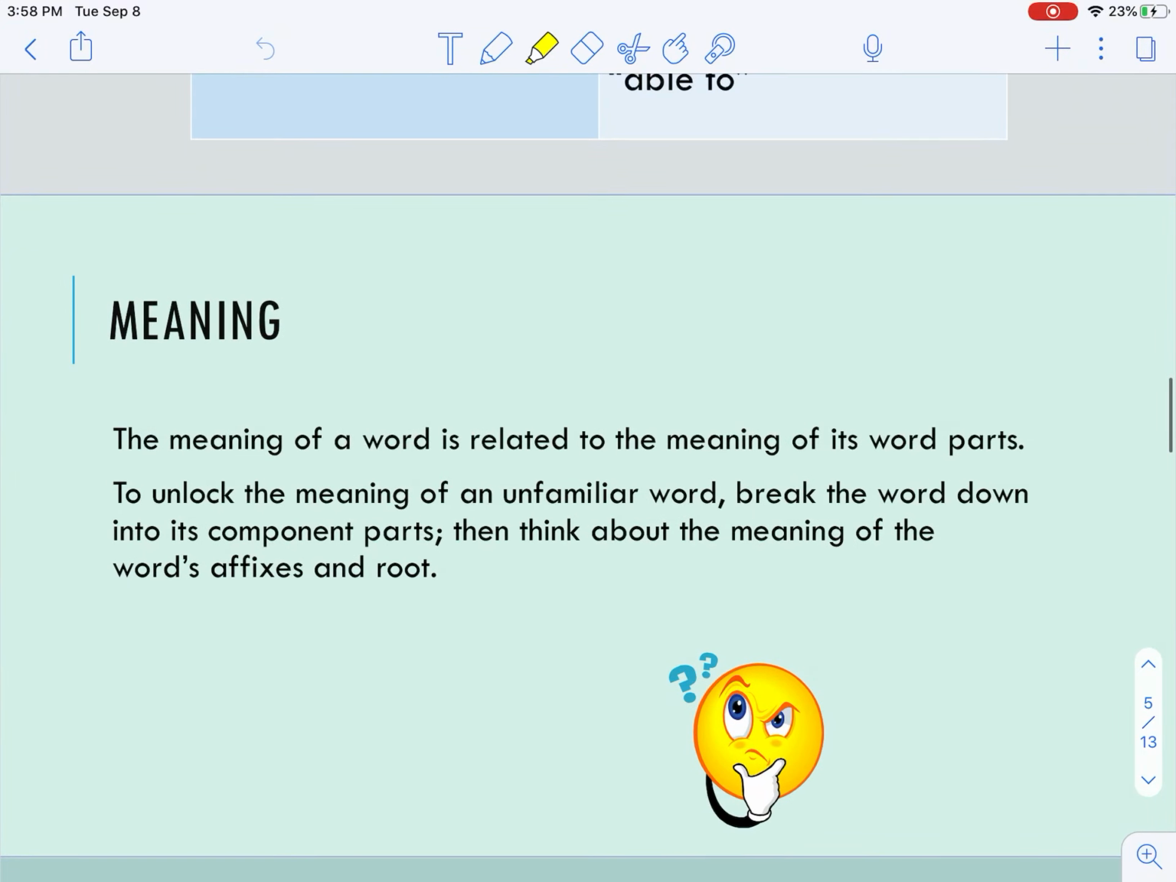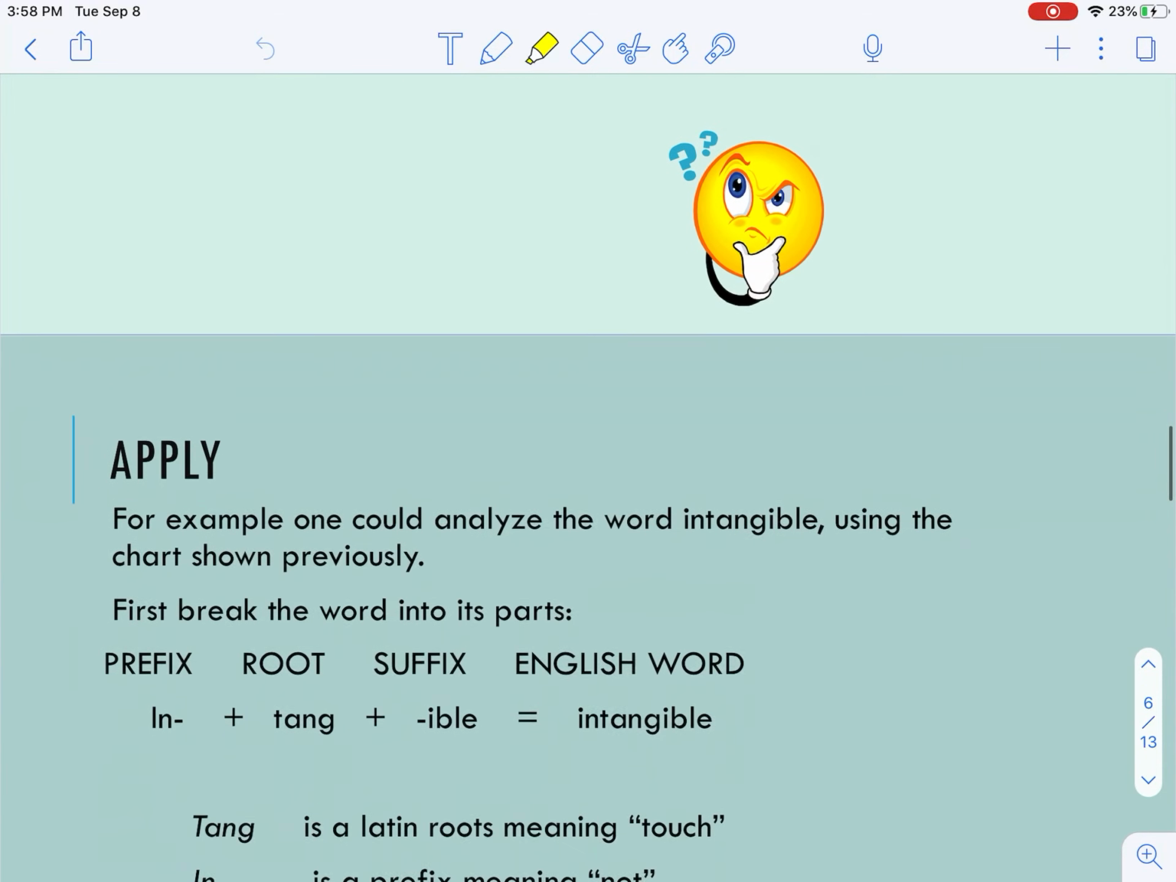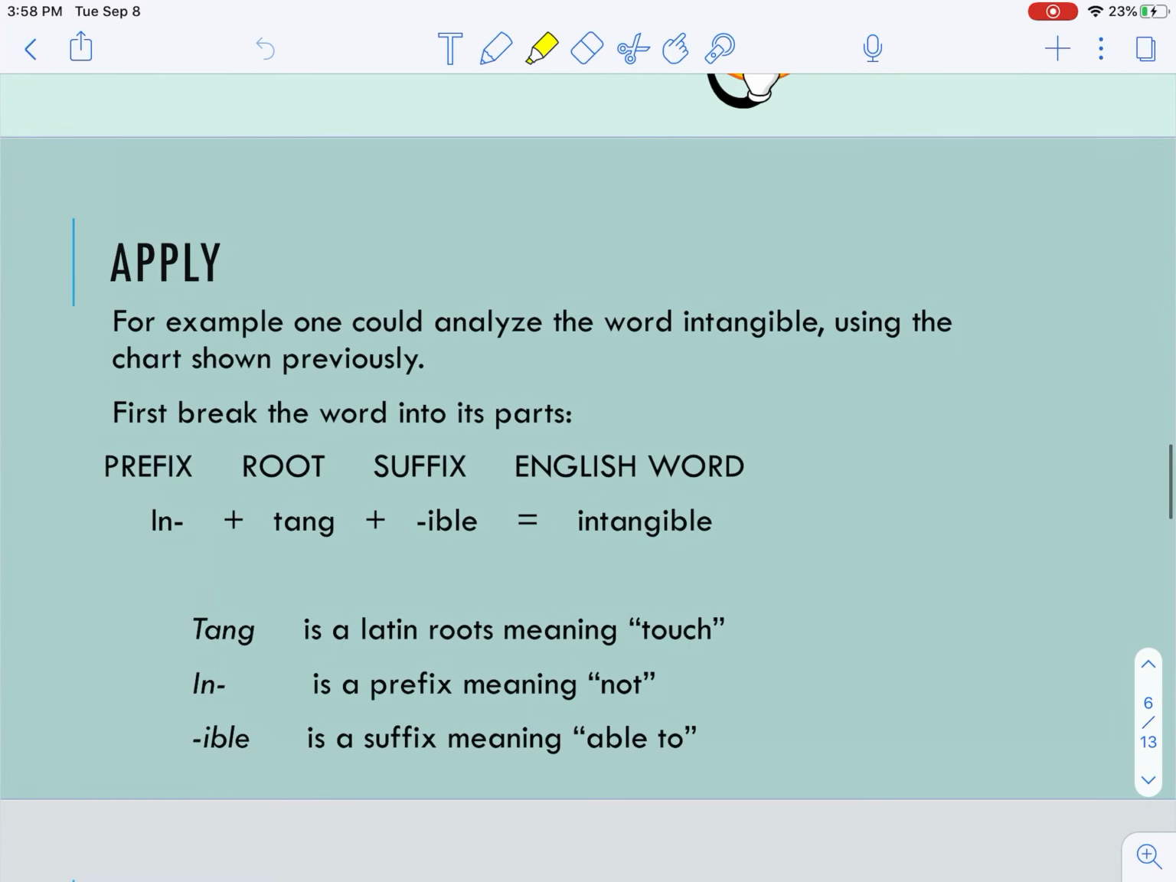And we can put all of these pieces together to try to break it down and figure out what that word means. So when we look at that, so touch and not able to, if something's intangible, it means that you cannot touch it. It's something that maybe exists only as a concept or an idea. It's not something you can fully grasp physically.